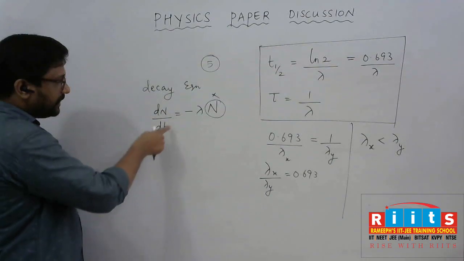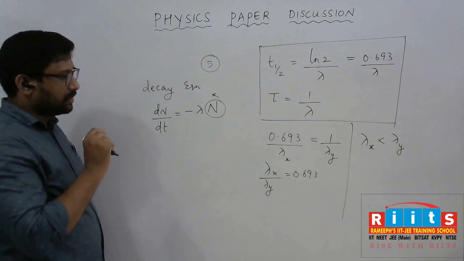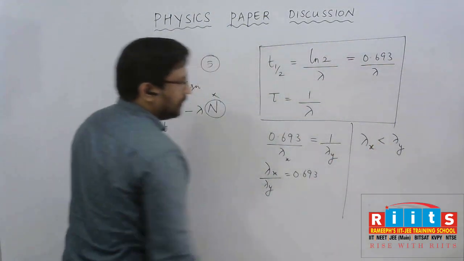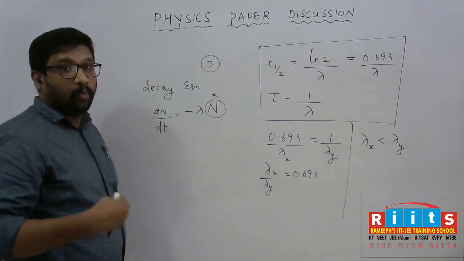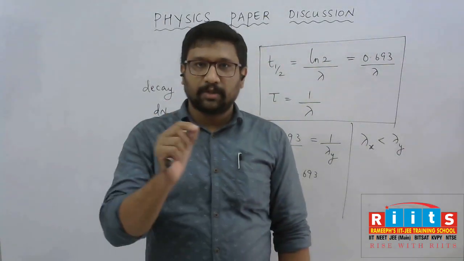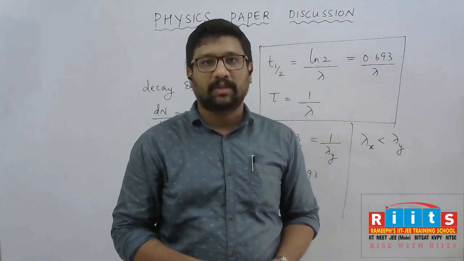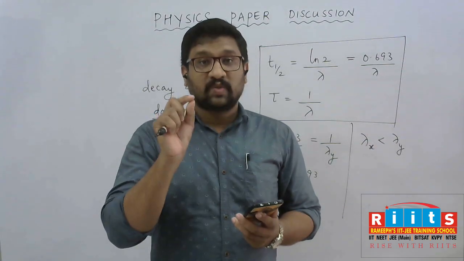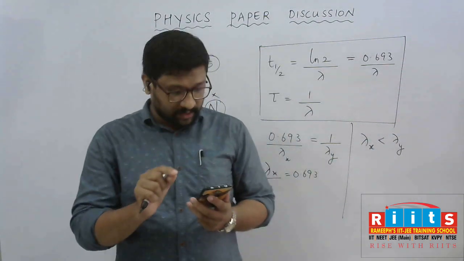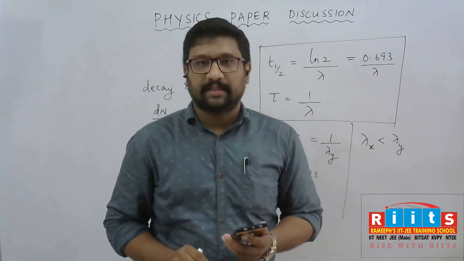So the rate of decay is proportional to lambda. Which has more lambda? Y has more decay constant. So which will disintegrate fast? Y will disintegrate fast. So the rate of decay of Y will be more than X. Which option says this is the answer? Option C. Here also option C is the answer. Y will decay faster than X.